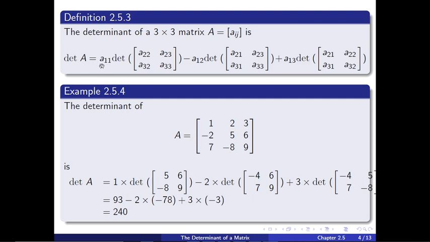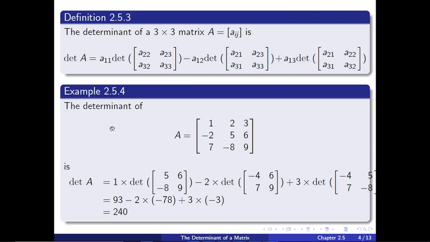So we can say the determinant of A is equal to a11 times the determinant of this matrix, minus a12 times the determinant of this matrix, plus a13 times the determinant of that matrix. We are going to have a way of remembering all this information later when we look at a general determinant of a matrix.